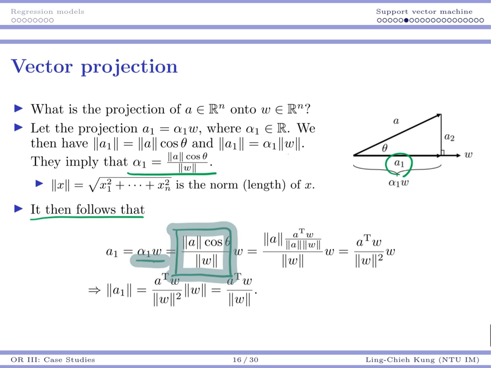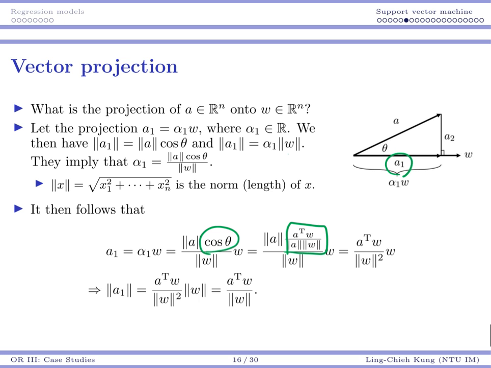Also, from your high school or linear algebra mathematics, cosine theta is always expressed in this way: the inner product of the two vectors at the numerator, and the product of their norms as the denominator. Once you do this, these two can be put together, and that's how you get your A1. So for the projection A1, you now have a formula.